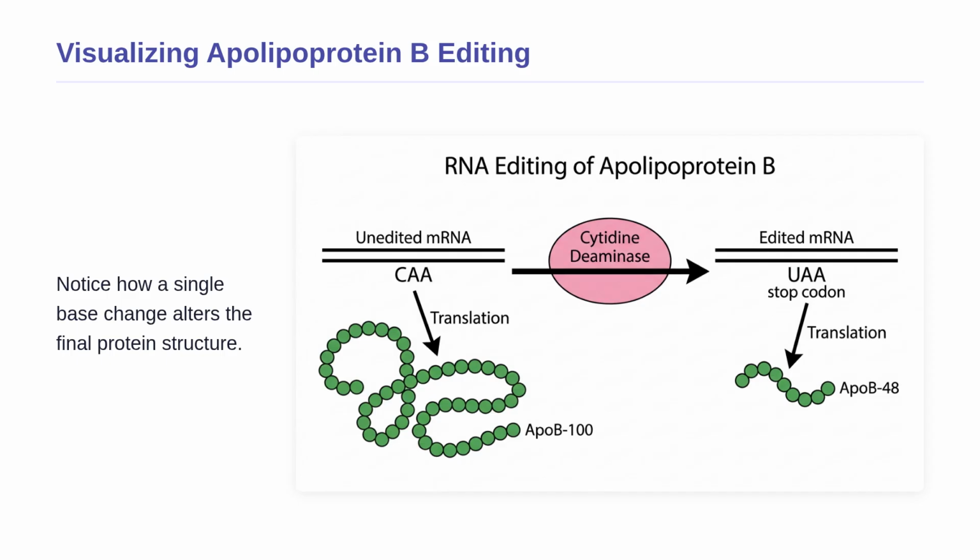Look at the edited messenger RNA on the right. The sequence is now UAA, which is a stop codon. Because of this stop signal, translation halts early, resulting in the much shorter protein labeled ApoB48 used in the intestine. This visual perfectly captures how one tiny edit drastically changes the physical output.